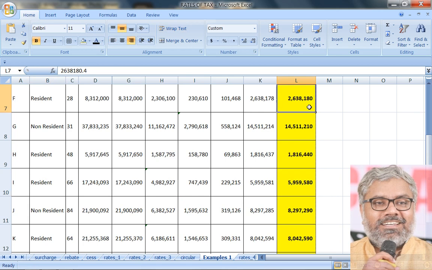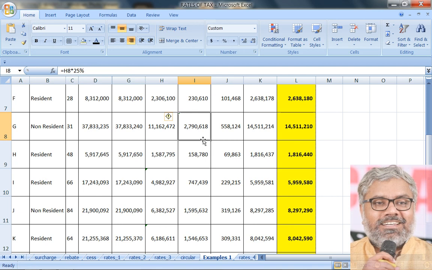So direct calculation. Final answer is 26 lakhs 38,180. But the only point is there is a surcharge of 10% since income is between 50 lakhs to 1 crore. Non-resident, anyway we don't worry about the age. Directly calculation of income tax is common.